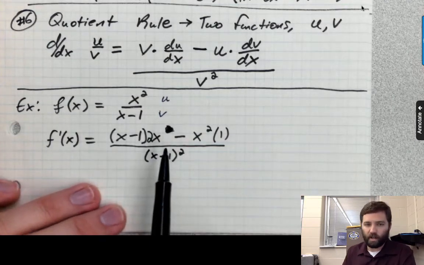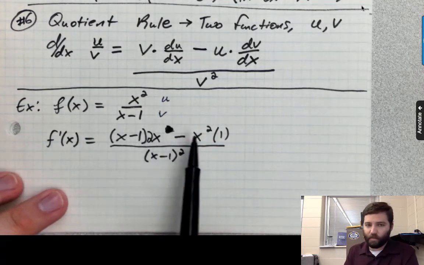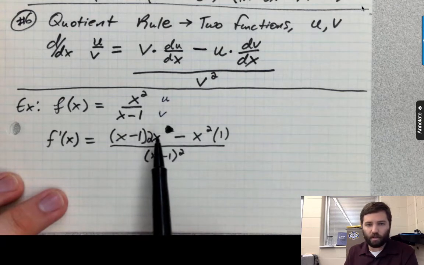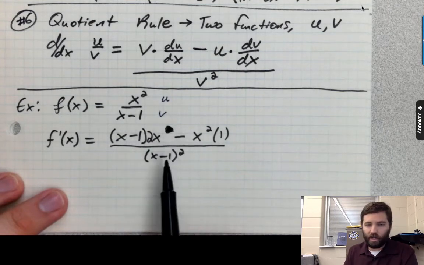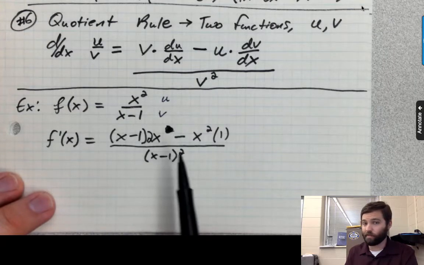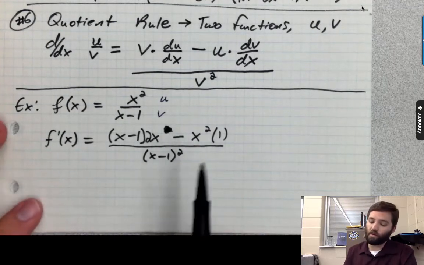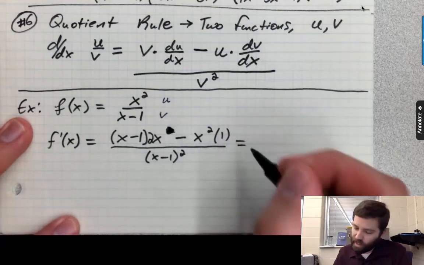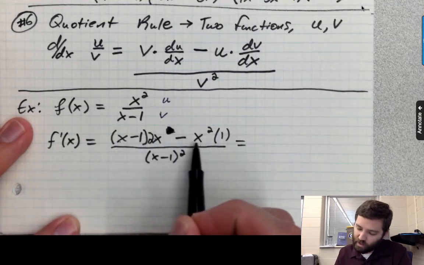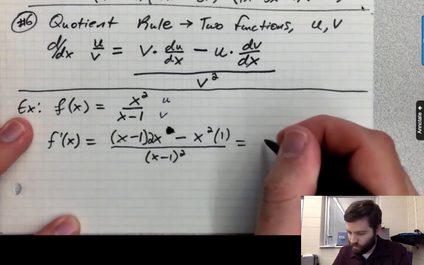A couple things here as we clean this up. On top, it's worth it to distribute this through because it likely will simplify the numerator. On the bottom, there's no reason to expand this because it's not going to make it any simpler. In fact, on the top, if we could combine like terms and then factor, that would be even better. So let's just simplify the top and see what we get. So on top, we'll have 2x squared minus 2x minus x squared. So 2x squared minus x squared will just be 1x squared.